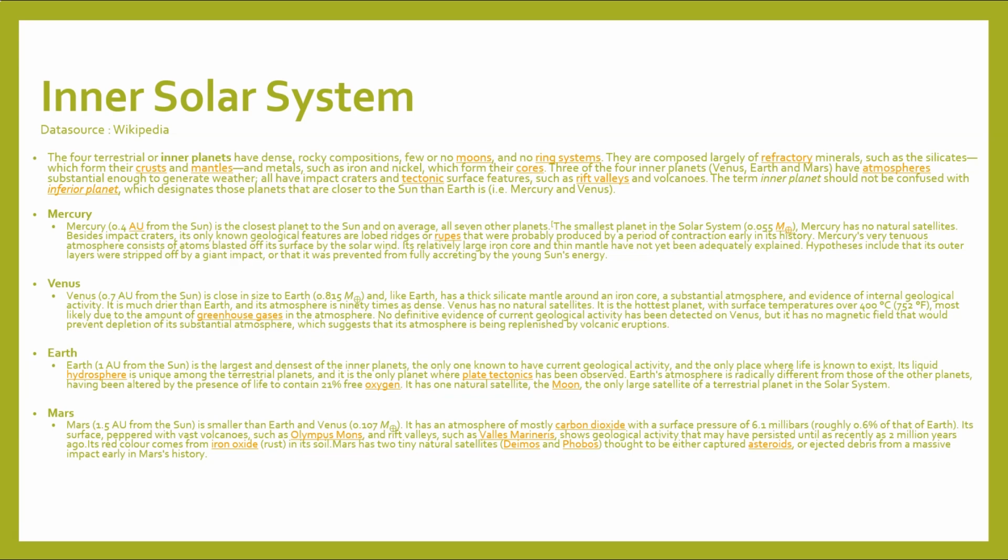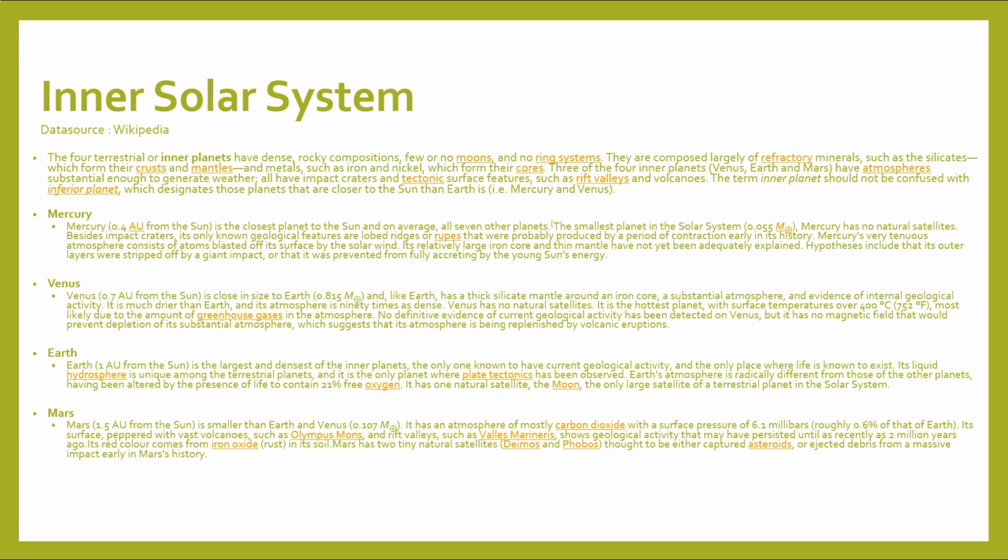It is the hottest planet, with a surface temperature over 462 degrees Celsius, most likely due to the amount of greenhouse gas in the atmosphere. No definitive evidence of current geological activity has been detected on Venus, but it has no magnetic field that would prevent depletion of its substantial atmosphere, which suggests that its atmosphere is being replenished by volcanic eruptions.